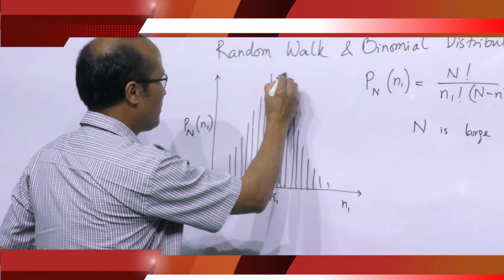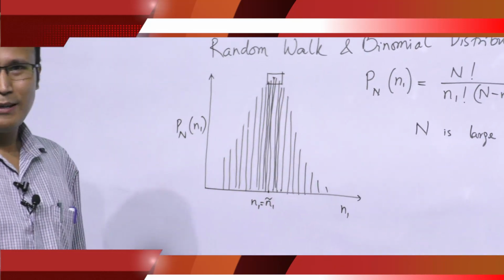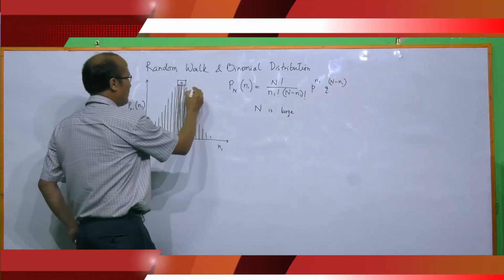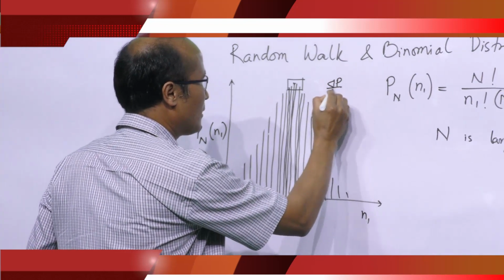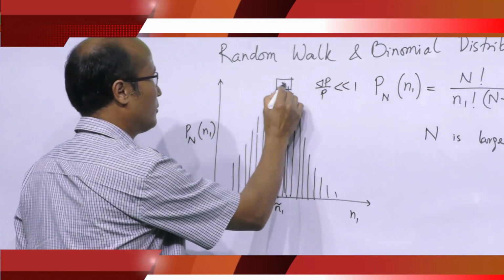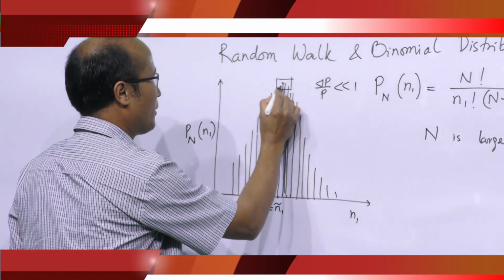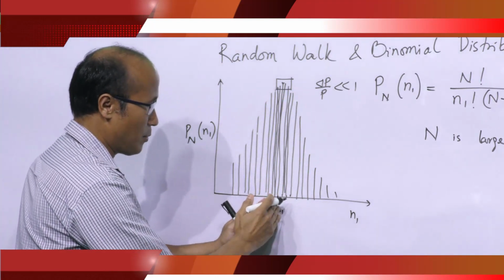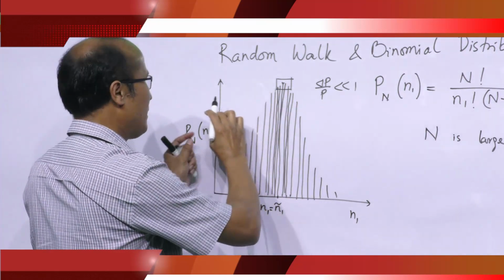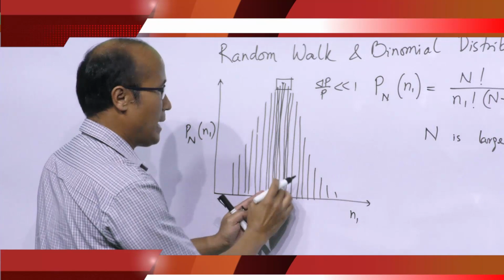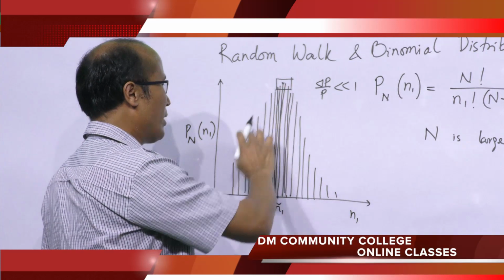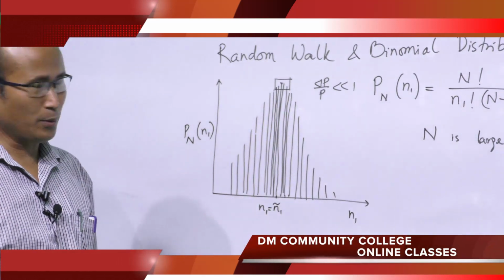and then we will consider a region near this maximum. Another condition for the continuous distribution is that the fractional change in this probability distribution is very, very small. That is, when the number of steps increases by 1, the change in this probability P_N divided by the value P_N is much less than 1. This is another condition at which we take this distribution to be continuous.